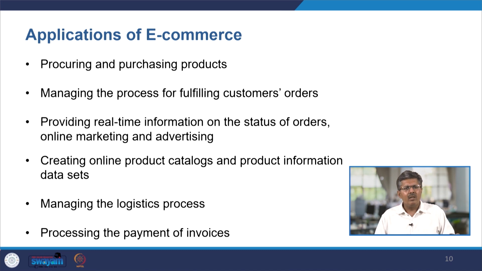Then, providing real time information on the status of the order. So, what is the status of the order? For example, when you make a purchase on Amazon or Flipkart or anything, you can see where your order is, whether it has been dispatched, has been shipped, or is in transit on the way, and you can change your decisions also based on that. So, all this makes it very flexible and gives an advantage to the buyer.